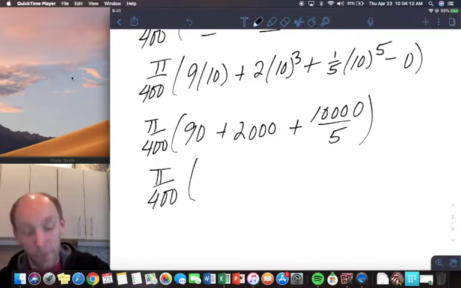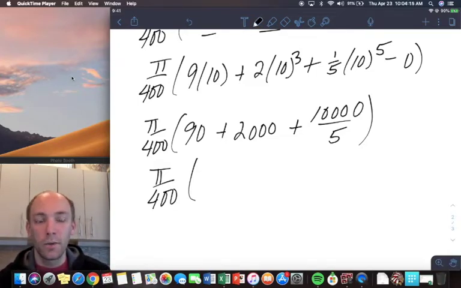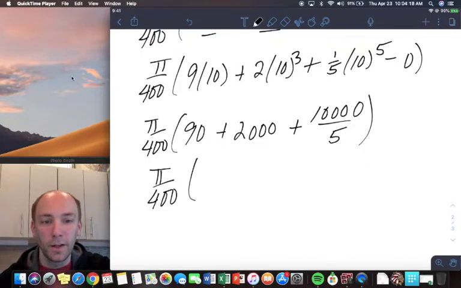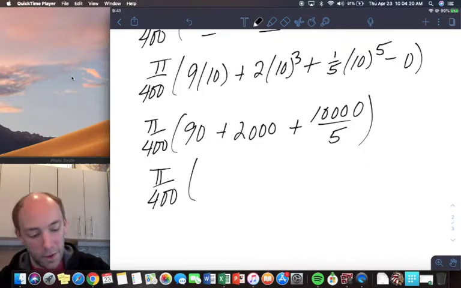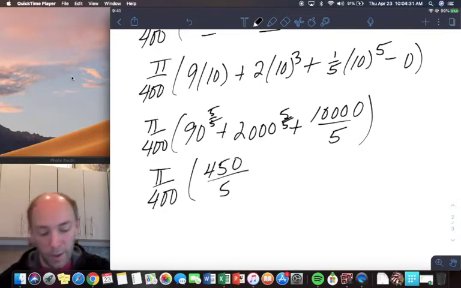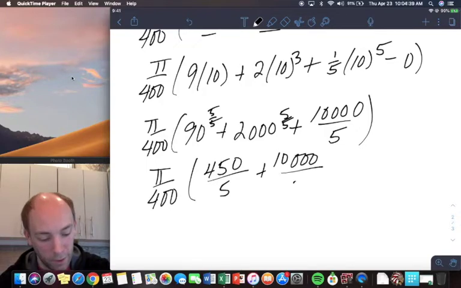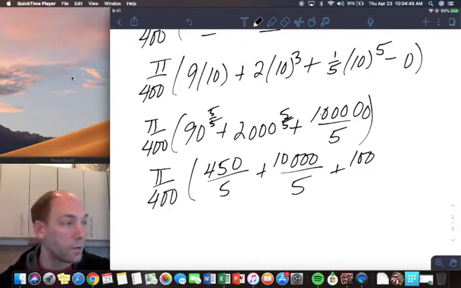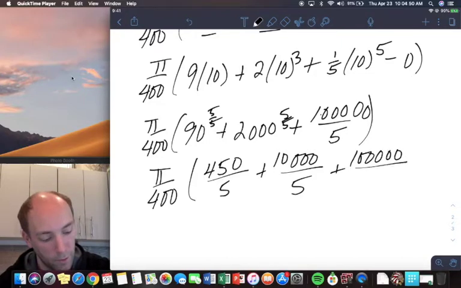Well, we do need to simplify this as much as we can. So what I would do is change those all to be over 5. We're going to multiply each of these by 5 over 5. So 9 times 5 is 45, tack on a 0, over 5, plus 5 times 2 is 10, keep the 3 zeros there, over 5, plus the 100,000 over 5.